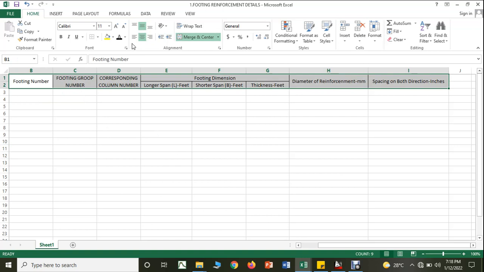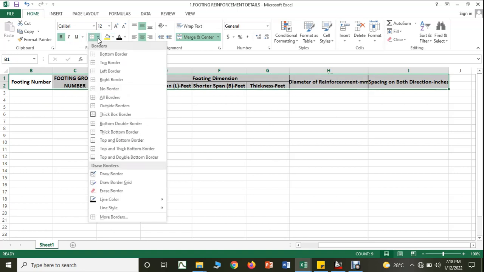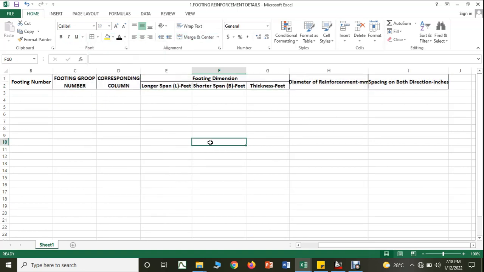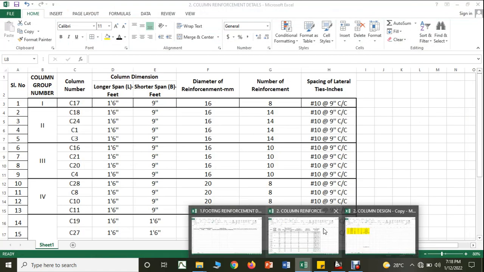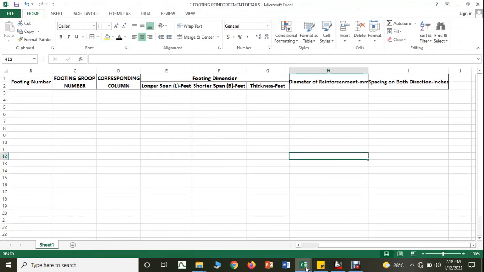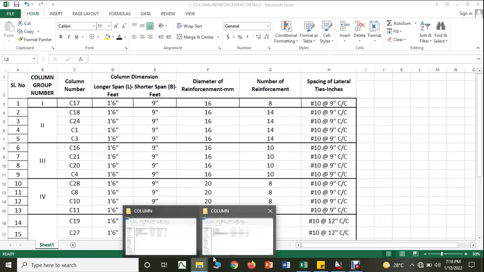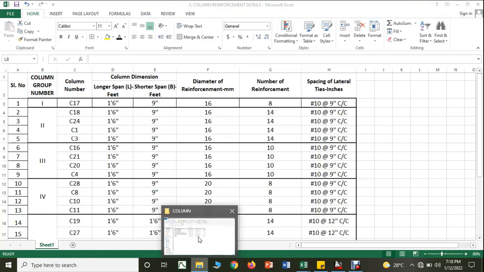So let us give this. Okay, so let us give like this. Now I can close this because this is ready. So this is the corresponding column grouping and column numbers and these dimensions. I am supposed to open the footing one.